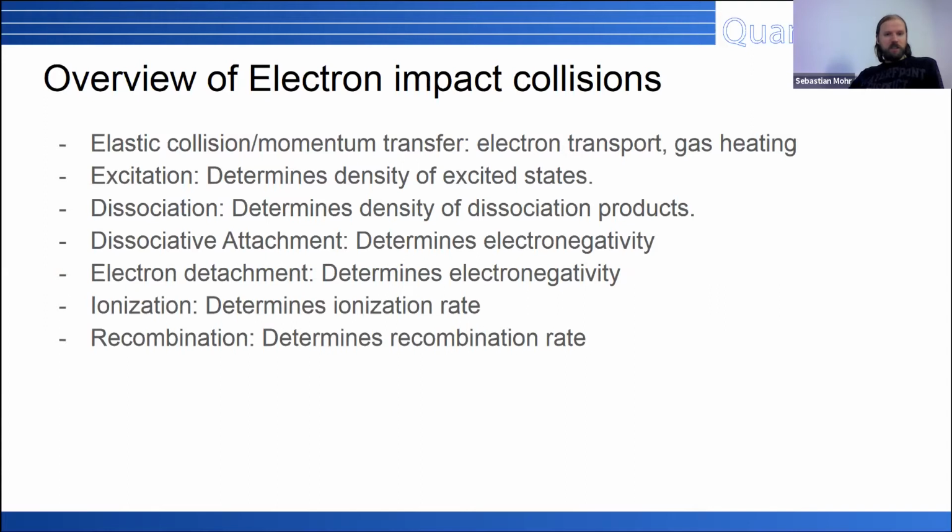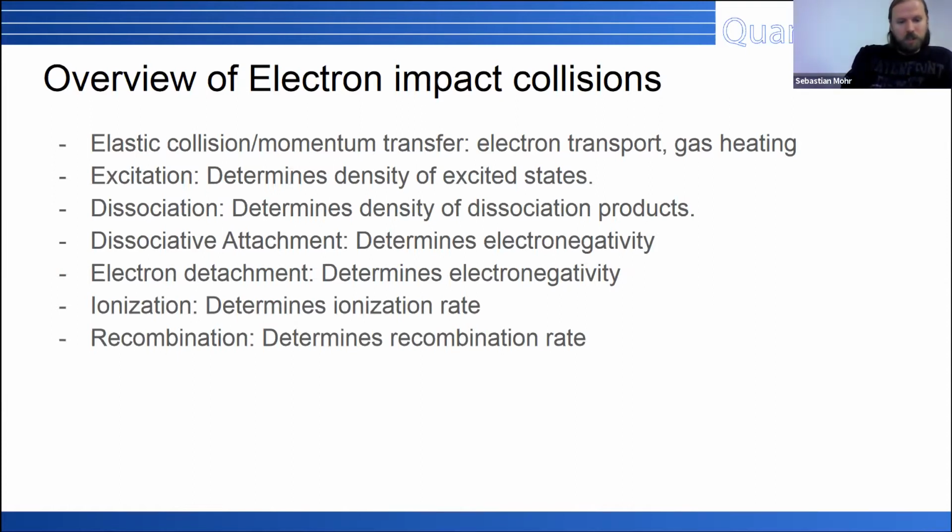And together these determine the density of negative ions or the electronegativity, which means the ratio of negative ions to electrons. And then finally, you have ionization and the reverse process recombination, which determine the ionization and recombination rate. And now, why do I say that these determine just the ionization and recombination rate and not the electron density? This is because plasmas are very complex and not everything is straightforward.